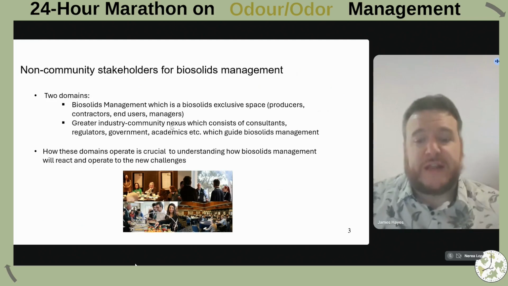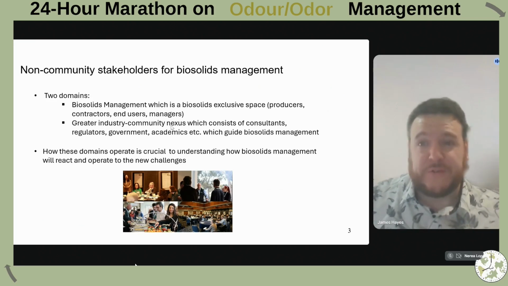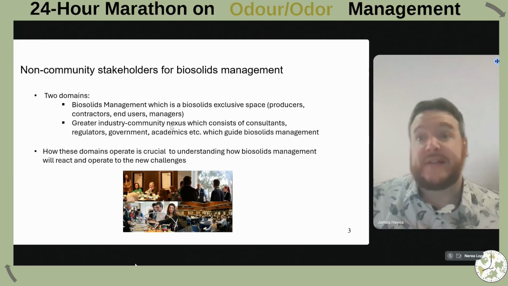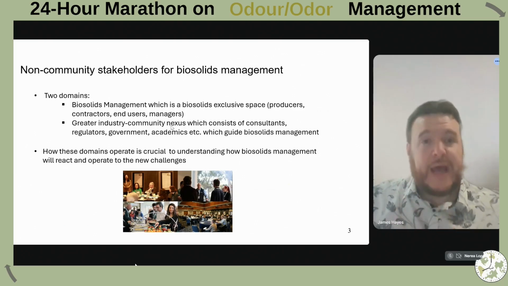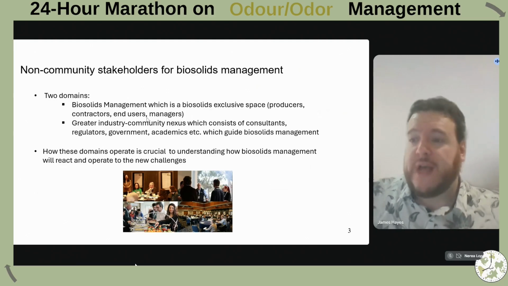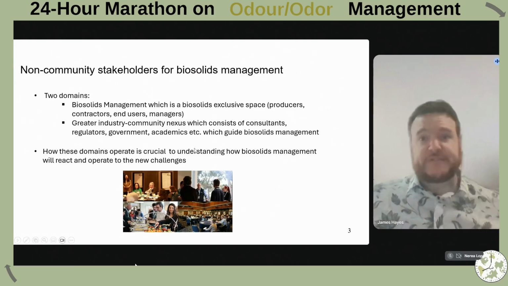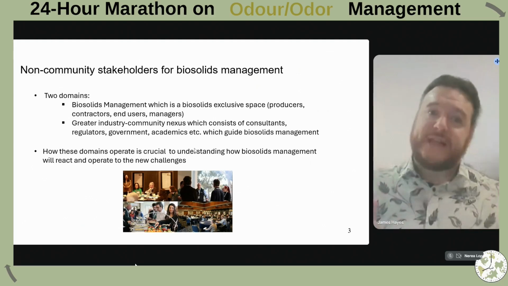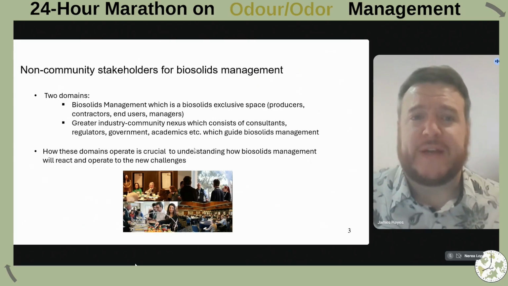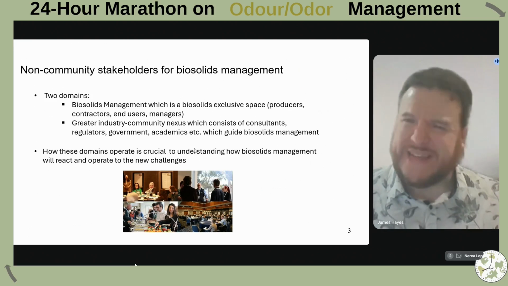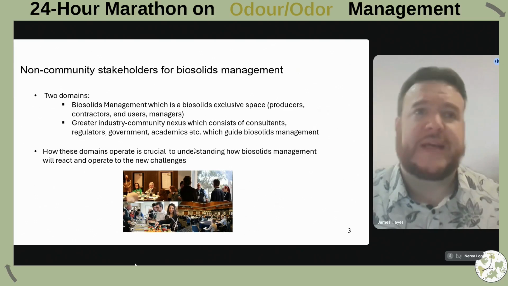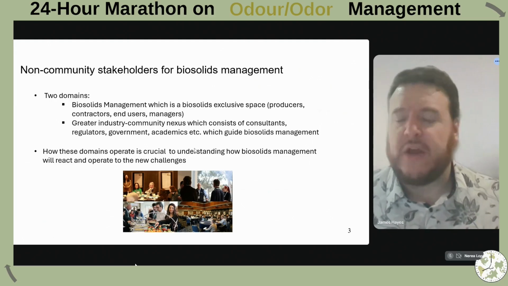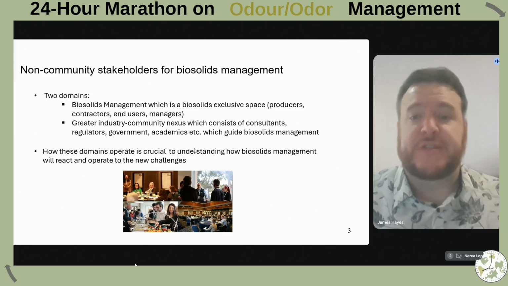Most of the research that looks into how stakeholders interact within industry community spaces typically looks at communities, but we thought it would be really valuable to look at the other side of the equation. You can break down non-community stakeholders into two broad groups. We have biosolids management, which is the exclusive space. This includes producers, contractors, managers, end users, that sort of thing. But then you have a greater industry community nexus, which consists of consultants, regulators, government. This greater nexus is related to odor regulation, community engagement standards, and that sort of thing. And they're looking at more things than just biosolids. They'll be looking at all other similar utility approaches.